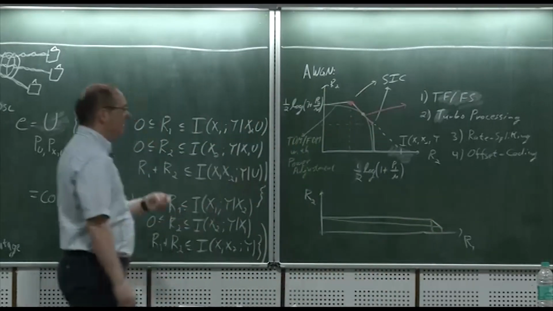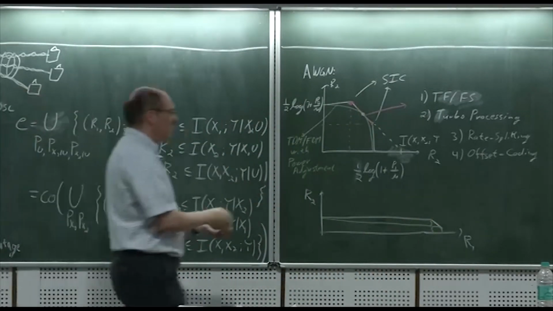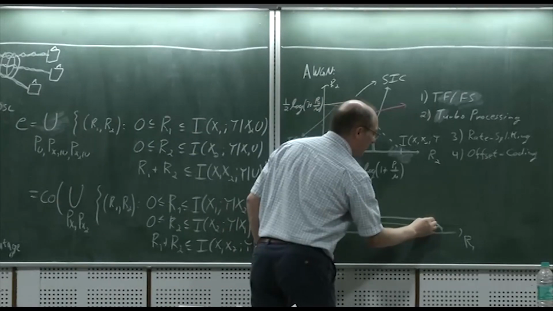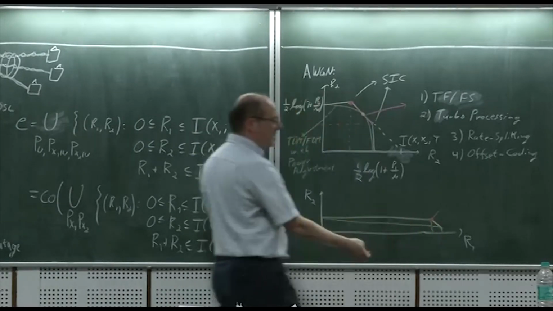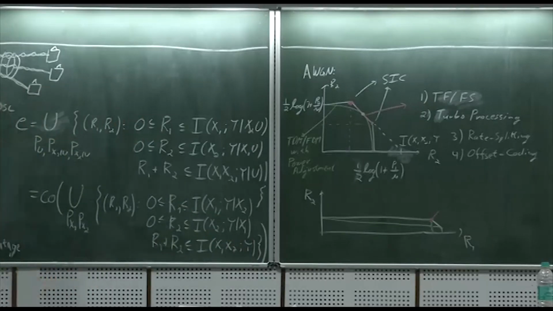Just to mention that it still is interesting to use successive interference cancellation, because for the weak user here, you're doubling the rates. It doesn't look like you're getting much of a rate gain, but the weaker user gets twice the rate. That's the importance of that.